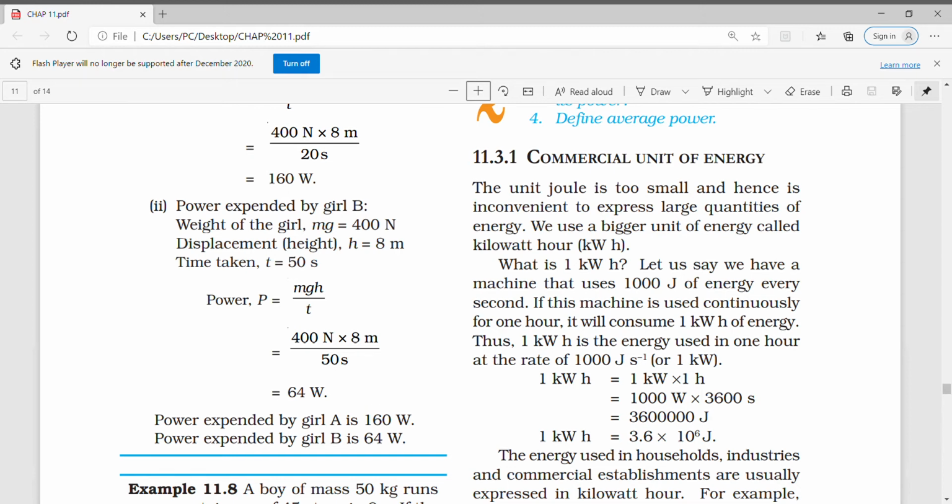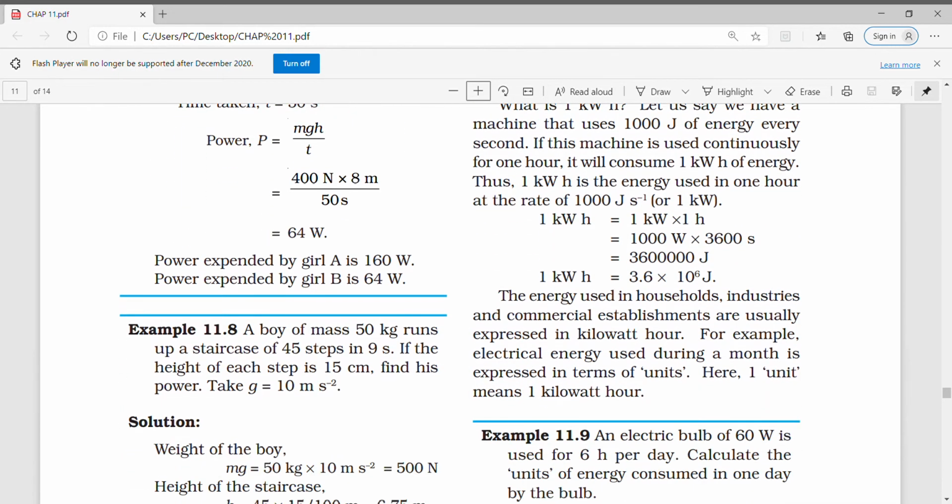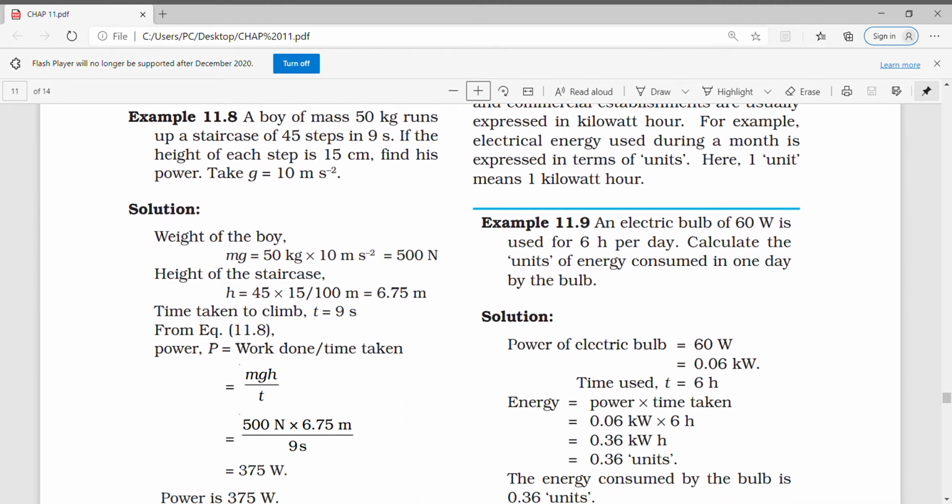Then we have example 11.8. After this, there is a boy whose mass is 50 kilogram and he runs up a staircase of 45 steps in 9 seconds. If the height of each step is 15 centimeter, then you are to find out his power. Again, the formula for power will be work done upon time taken, and work done will be equal to mgh here in this case. So let us start.